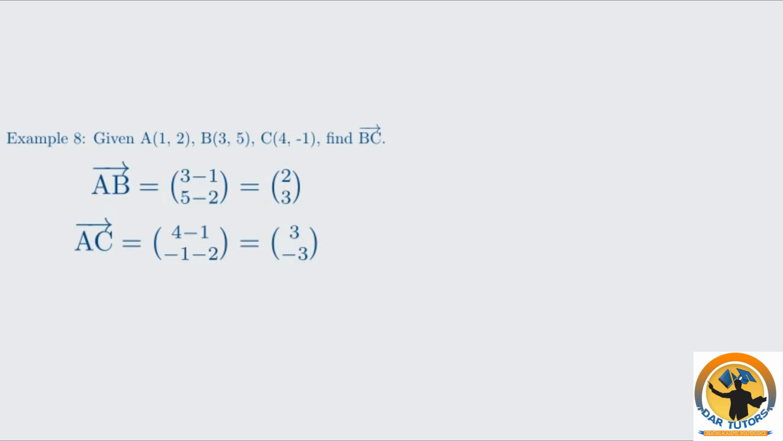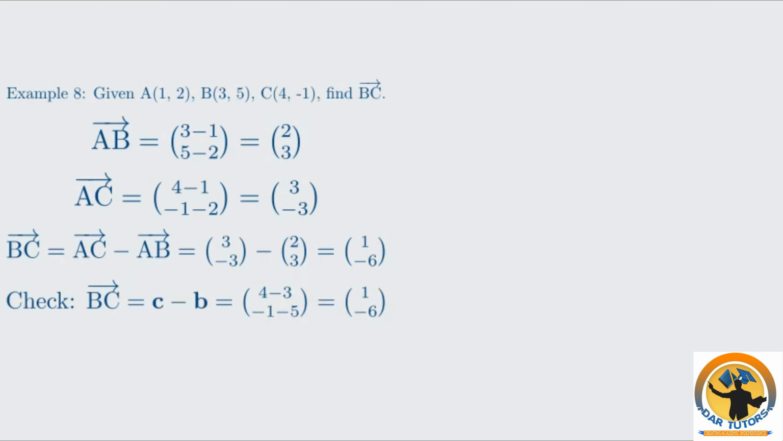The vector AC is (4 minus 1, minus 2), which is (3, minus 3). Now we can find BC by subtracting AB from AC. BC equals (3 minus 2, minus 3 minus 3), which gives us (1, minus 6). We can check this by calculating BC directly from the coordinates of B and C. BC equals (4 minus 3, minus 1 minus 5), which is (1, minus 6). The answers match, confirming our method.